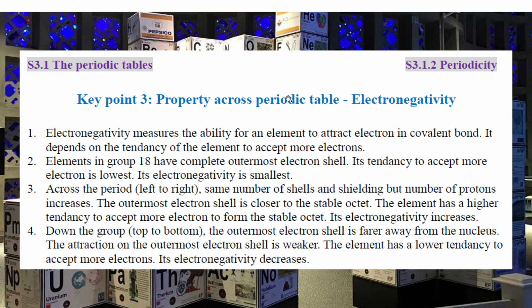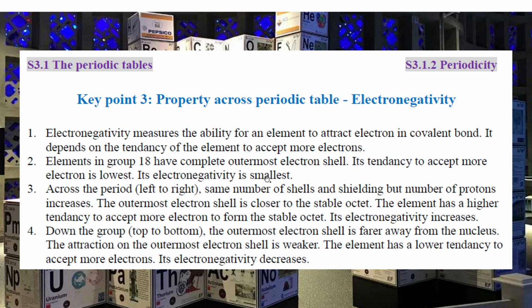And then for the property across the periodic table, we have electronegativity. Do you remember what this is? Yes, it's the ability to attract electrons in a covalent bond. They want electrons or not. For elements in group 18, they have a complete octet already. The tendency to accept more electrons is lower, so their electronegativity is smallest.